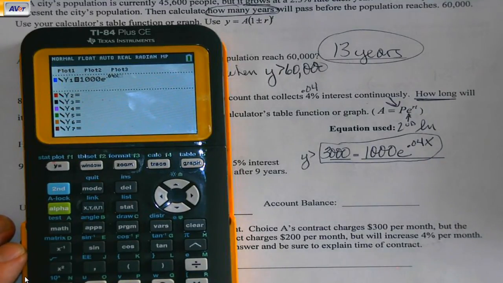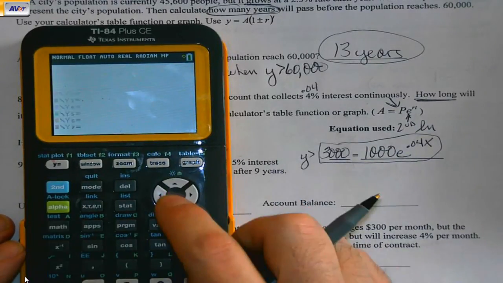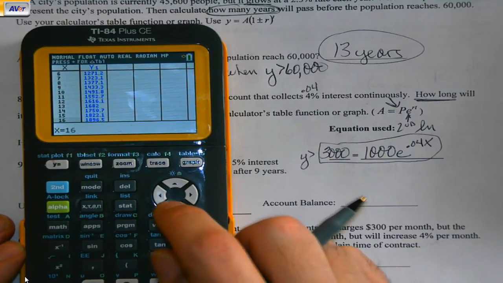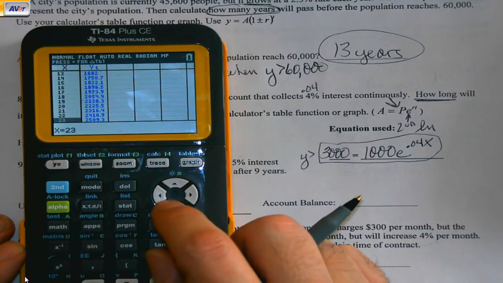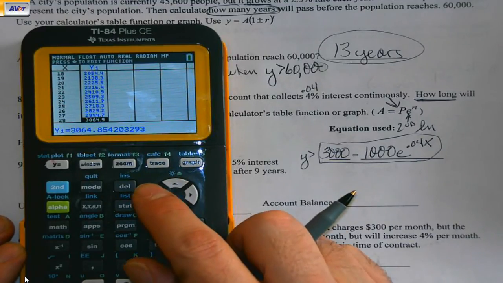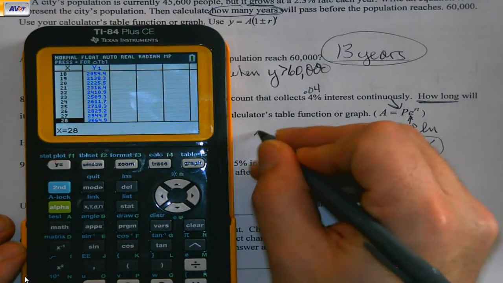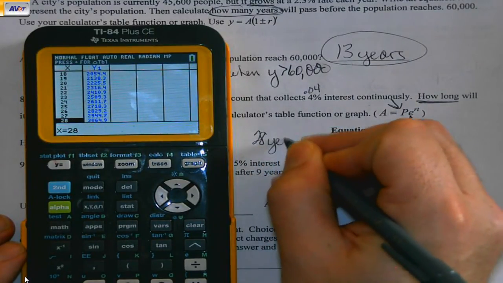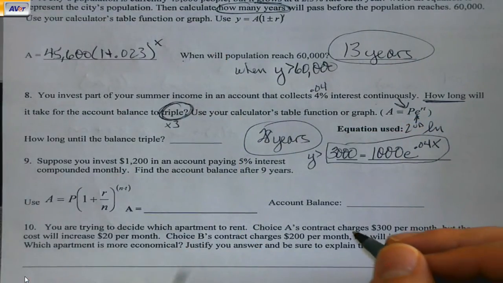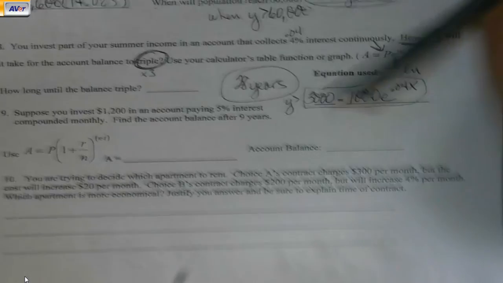Just like we dealt with in number 7, once I get that typed in, I'm looking until my Y value hits 3,000 for the first time. X will tell me that's a long time. 28 years. Mercy. I might find another plan.